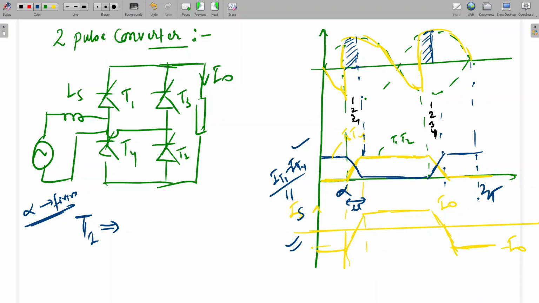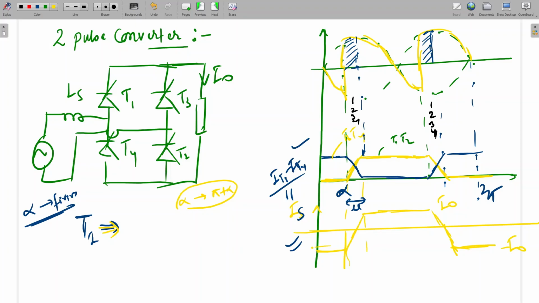In the ideal case, what will be the conduction angle without overlapping? Can anyone tell? For a full bridge, it will be alpha to pi plus alpha. Alpha to pi plus alpha. What will be the duration? The duration will be pi.